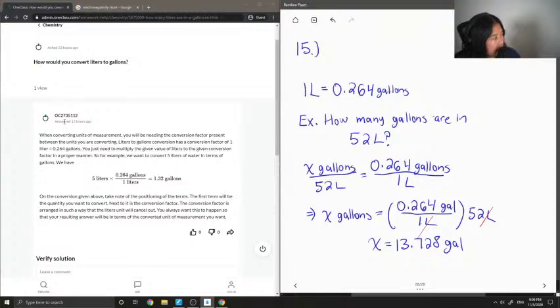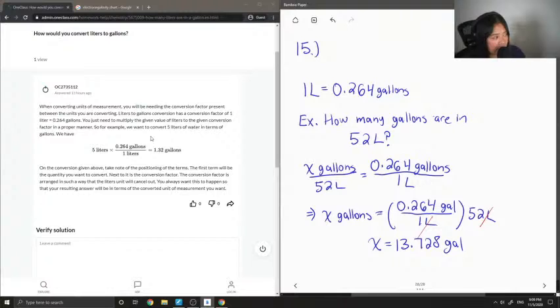When converting units of measurement, you will be needing the conversion factor present between the units you are converting. Liters to gallons conversion has a conversion factor of 1 liter is equal to 0.264 gallons. You just need to multiply the given value of liters to the given conversion factor in a proper manner. So for example, we want to convert 5 liters of water in terms of gallons. We have 5 times 0.264 gallons divided by liters is equal to 1.32 gallons. So they had a separate example as well.